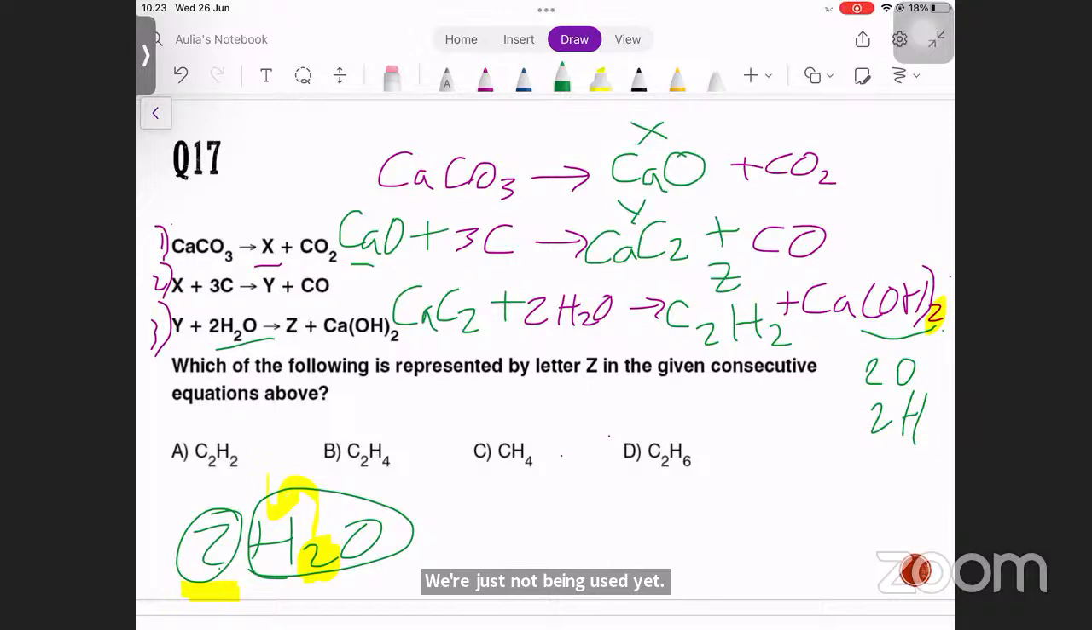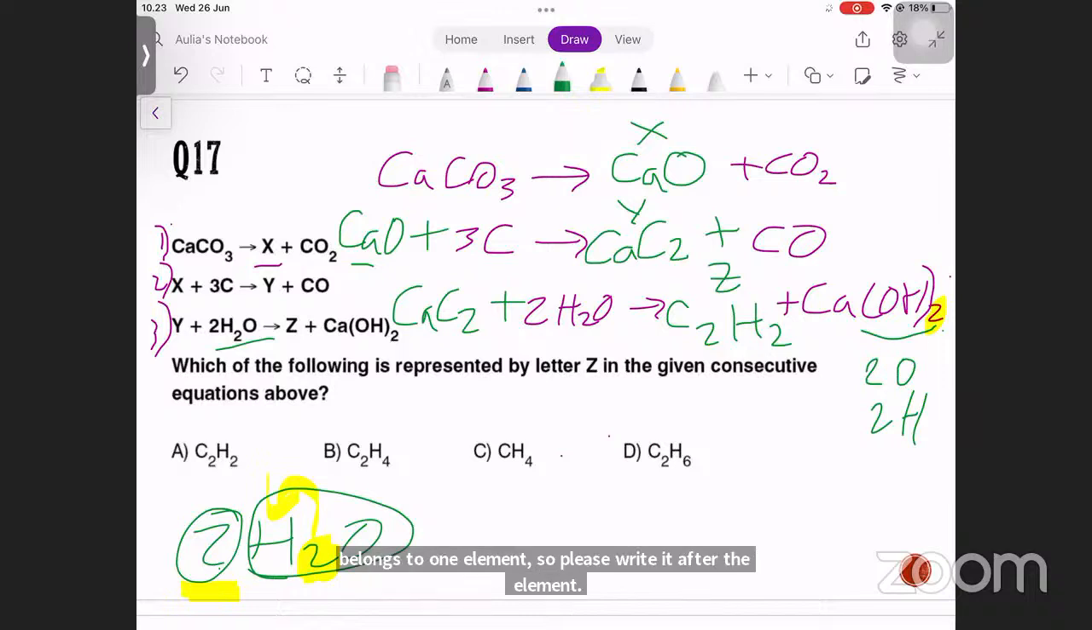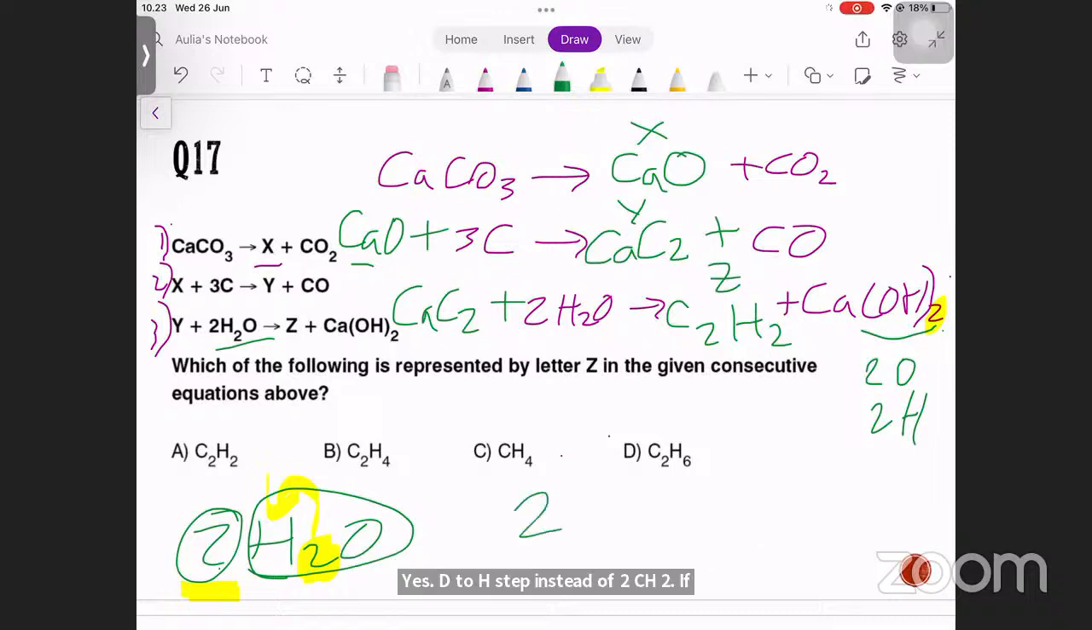Ali, please remember, if the number only belongs to one element, please write it after the element. Yes, C2H2 instead of 2CH2. If you write it like this, for example 2CH2, it means that the number two belongs to carbon and hydrogen. No worries, Ali.